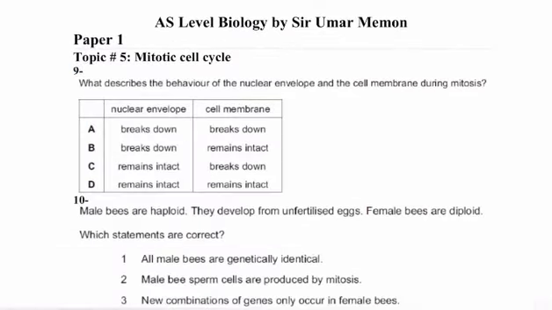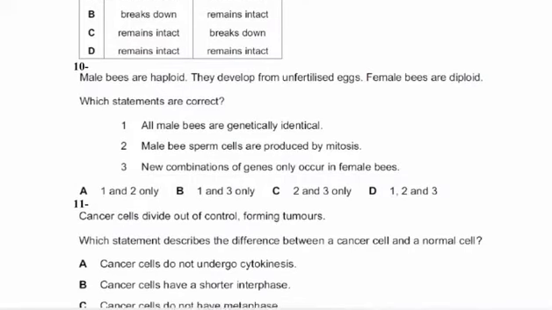Question number 9. This is the repeated question. Let's skip this. Question number 10. Male bees are haploid. They develop from unfertilized eggs. Female bees are diploid. Now this is a challenging question, and you all must focus very well on it. So the information given is that male bees are haploid. It means that male bees, the cells in the male bees, can only divide by mitosis. They develop from unfertilized egg.